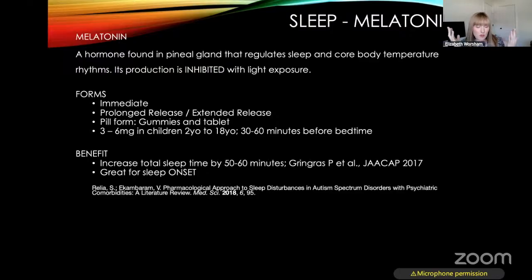So back to melatonin, it comes in immediate and long-acting release, both over the counter and prescription. You can get those either way. It can come as a gummy and also a tablet. Gummies are great, easier to take if people have trouble swallowing pills. In children, the average dose is anywhere from 3 to 6 milligrams. That's 2 years old and up. And then it should be taken between 30 and 60 minutes before bedtime to work.